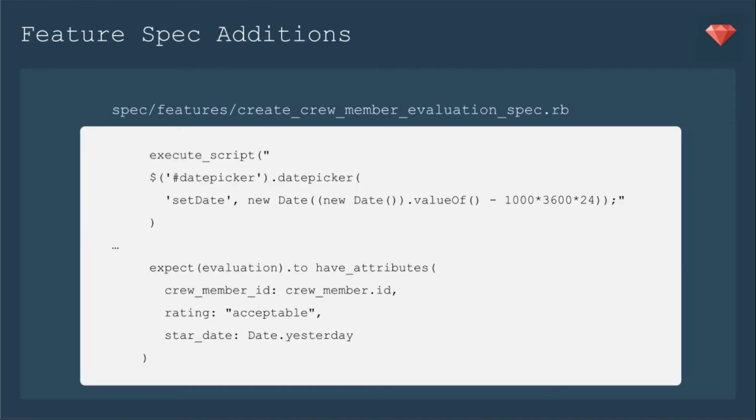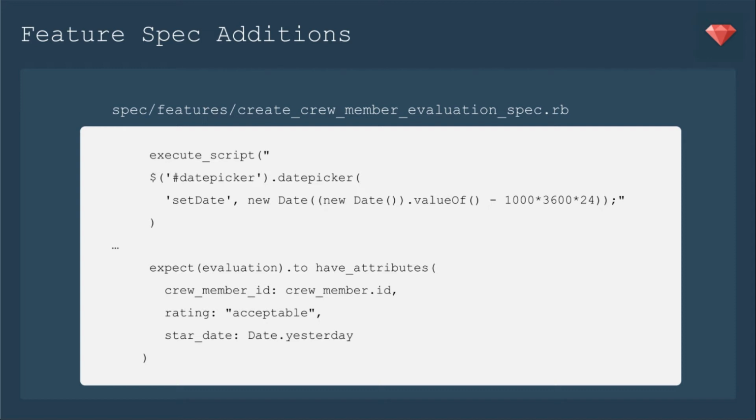We're continuing to work with our crew member evaluations, so we're going to add to our feature spec for create crew member evaluation. Now we're going to execute some script. This is the easiest way to tell a date picker to pick a date in a feature spec. So we'll say execute, and we'll find an ID that we're going to call datepicker, and call datepicker, and then we're going to set the date, and it's going to be a value of minus a day. And a day is 1000 times 3600 times 24. If you wanted to go into the future, you would just say plus.